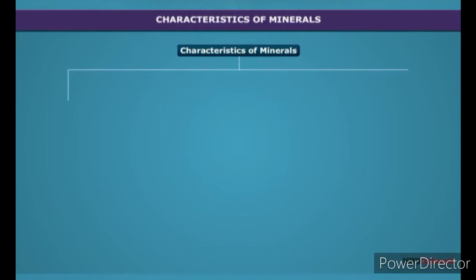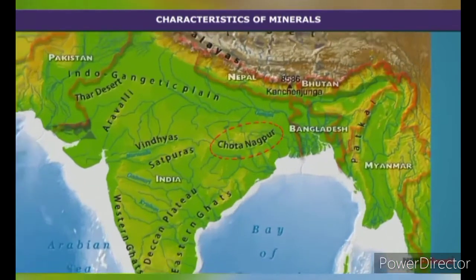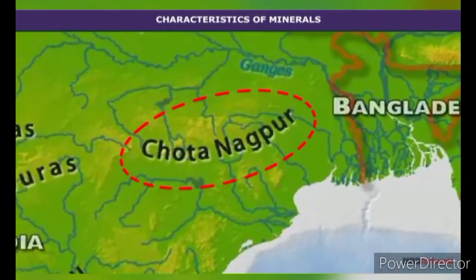Some of the chief characteristics of minerals are: Location. Minerals are found in areas of active geological processes. For example, in the Chota Nagpur region of India, geological processes operating beneath the ground have led to the accumulation of various mineral elements which can be commercially exploited.